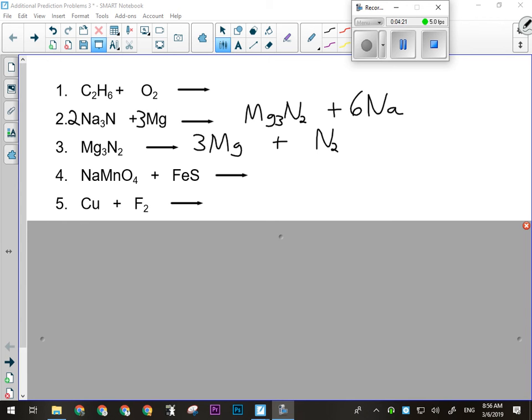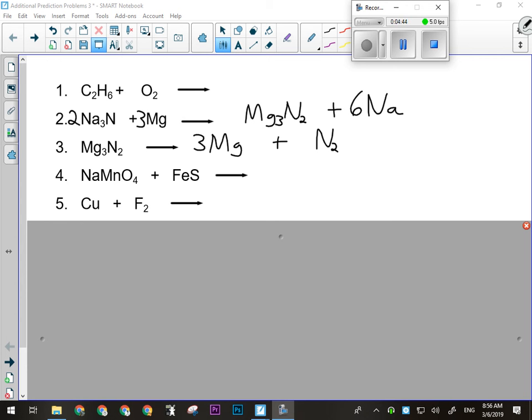The issue with number 1 is that it's a compound plus an element, which leads us sometimes to think, ooh, compound plus element means single replacement reaction. Except it's only a single replacement reaction if the compound is ionic. This isn't an ionic compound. This is a molecular compound. Carbon's not a metal, right?